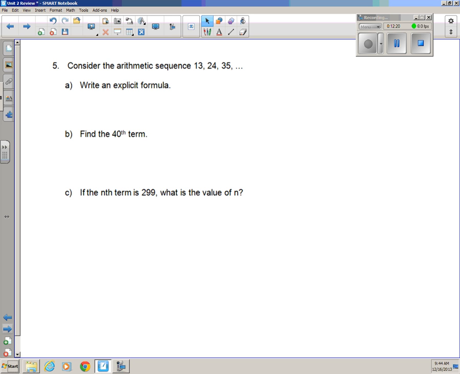Consider the arithmetic sequence. So they're telling you it's arithmetic: 13, 24, 35, dot, dot, dot. Hopefully you realize that you keep increasing by 11 each time. So write an explicit formula. Either way you can write it.